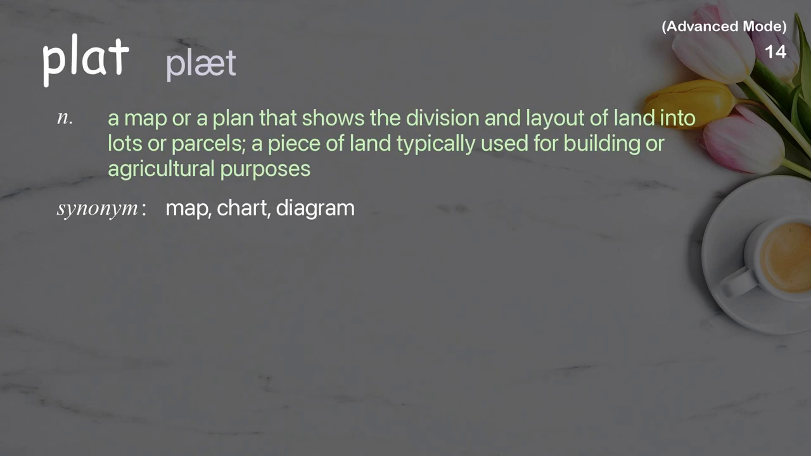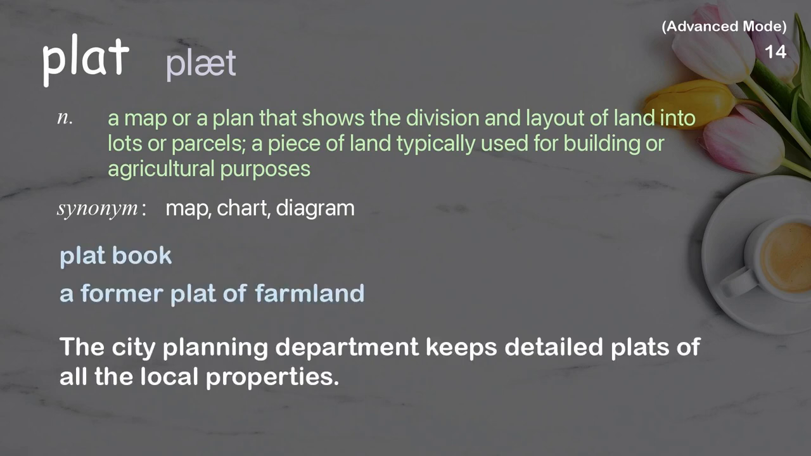Plat: a map or a plan that shows the division and layout of land into lots or parcels. A piece of land typically used for building or agricultural purposes. Examples: plat book, a former plat of farmland. The city planning department keeps detailed plats of all the local properties.